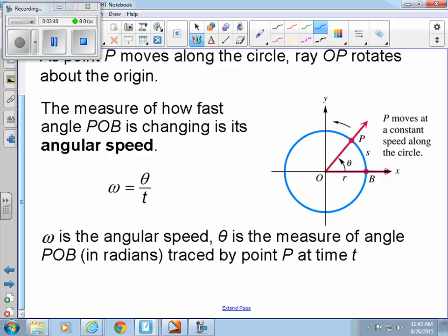Theta is the measure of the angle in radians, unless otherwise stated. We will always do angular speed in radians of a point moving around a circle. So you already did the second hand of a clock. You found the angular speed of the second hand of a clock. Radians over time. Any questions on that?